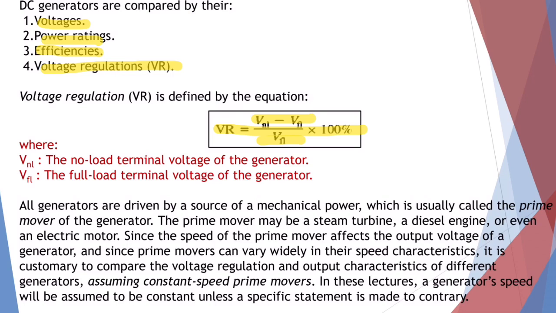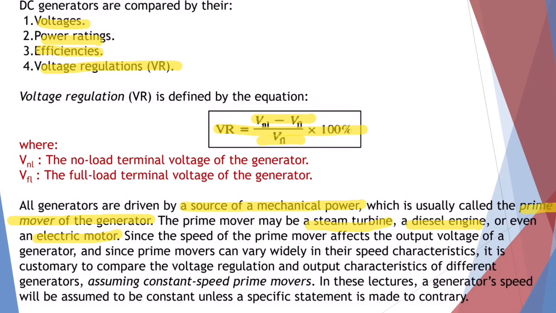All generators are driven by a source of mechanical power, which is usually called the prime mover of the generator. The prime mover may be a steam turbine, a diesel engine, or even an electrical motor, as we did in our lab.